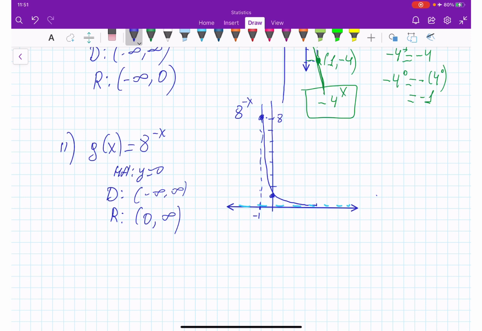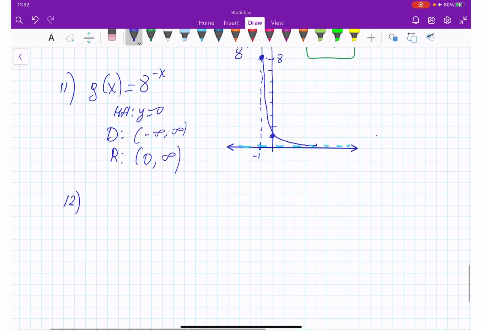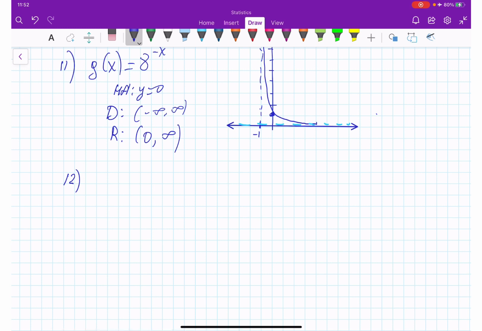Question number 12. All right, now we're going to build the graph using the e value, our Euler number. We call it the Euler number, that's why it's e. It was created by Euler. This e is widely used in logarithms, the natural logarithm. That's coming in the next video. Okay. Question number 12. We need to use e to the power x plus 3.